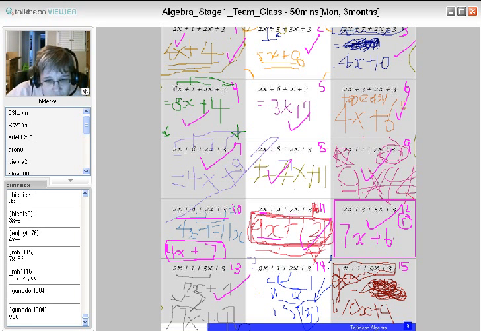Okay, so Scott, what is your answer? 9x and 2x gives you 11x. And then 1 and 3 gives you 4. So 11x plus 4. Okay, very good.